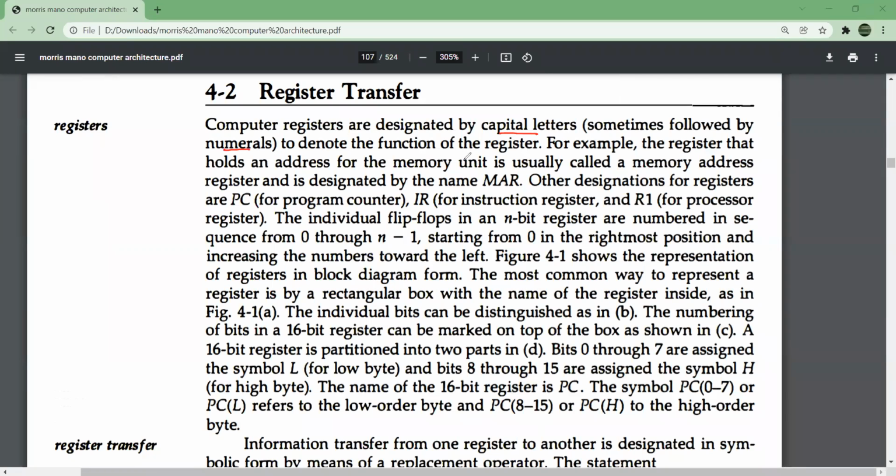denote the functions. For example, the register that is used to hold an address in the memory unit is usually denoted as MAR, memory address register. You can see that it is written in capital. Some of the other registers like PC, IR, then these are the temporary registers like R1. I have already explained what is an address register, what is a data register, what is an accumulator.